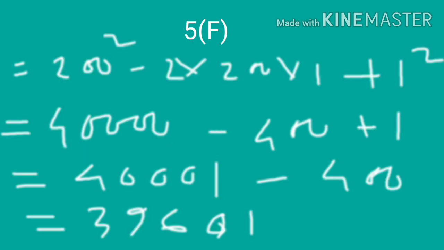Now it is in (a minus b) whole square form. So 200 square minus 2 into 200 into 1 plus 1 square. Simplify it: 40,000 minus 400 plus 1. First we will add the positive ones, then subtract. That means 39601 after simplification. So here we are using the (a minus b) whole square formula. According to the question we can do plus or minus. Plus also can be done: if we do 100 plus 99 and use the (a plus b) whole square formula, then we will also get the same answer, just more calculations have to be done.